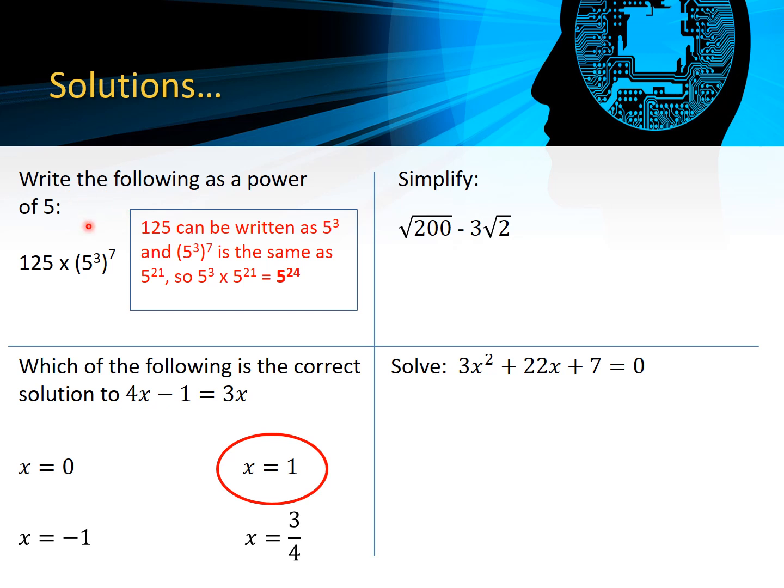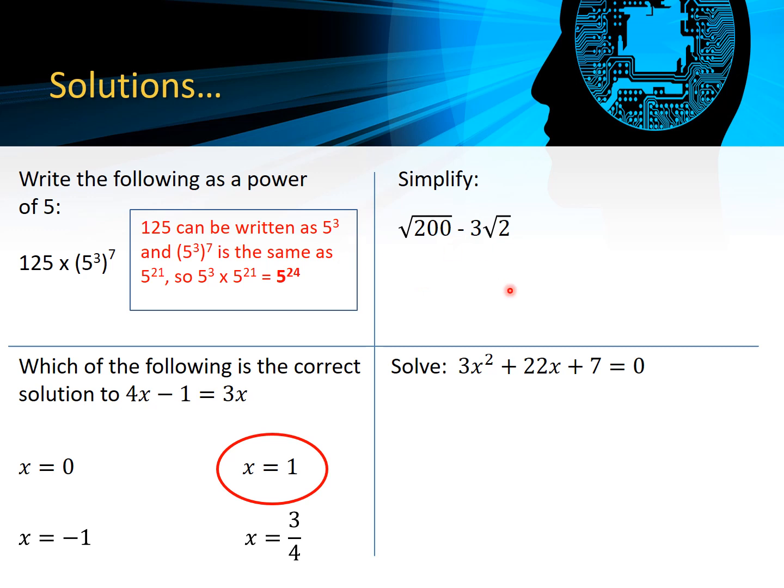Up here, writing it as a power of 5, 125 can be written as 5 cubed, and the bracket 5 to the power of 3 all to the power of 7 is the same as 5 to the 21. If you remember, you multiply these two powers together. So 5 cubed times 5 to the 21 is 5 to the power of 24.